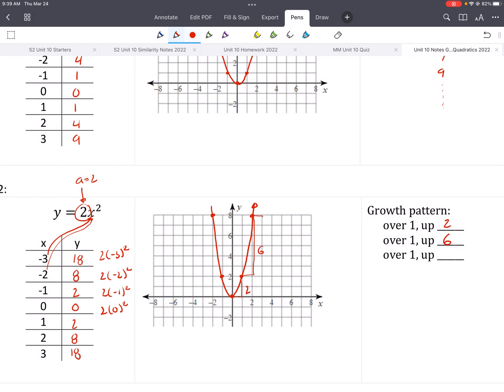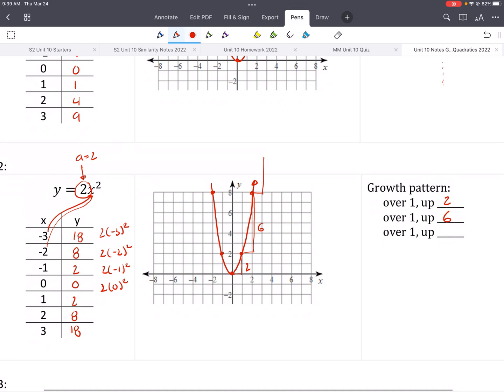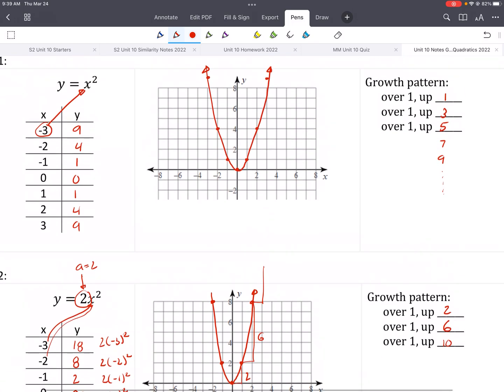And if we were to go over again, well, here we can kind of figure that. So it's like the difference here. So the difference here is 2, the difference here is 6. The difference here is 10. So it would go over 1, up 10. All right, so I want to look at these two, our growth patterns. The one when a equals 1, and this is when a equals 2, what do you notice about the growth pattern?